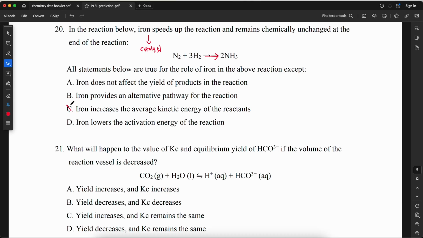iron increases the average kinetic energy of the reactant. Iron just lowers the activation energy. Okay, so it provides an alternative pathway. It does not affect the yield because it's not consumed, and it lowers the activation energy. So the one that is incorrect is C.